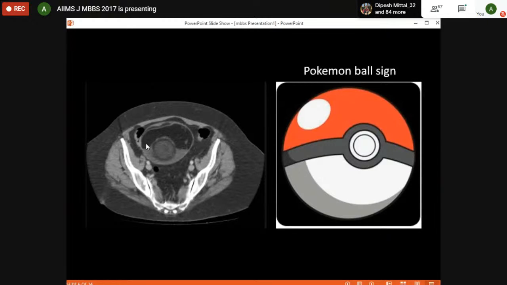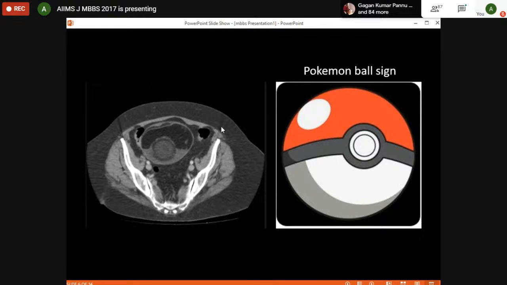And if you see carefully, this fat is similar to the density which is seen inside this. So from this, we can conclude that this is also fat. So this is a fat-containing lesion. But everything inside, it is not fat. This is fat. What you see here is some amount of fluid and some soft tissue. So 3 different densities are seen here. This gives rise to a very classic Pokemon ball sign.